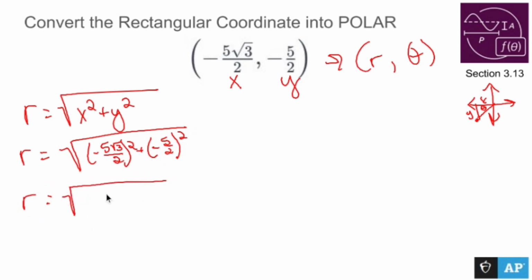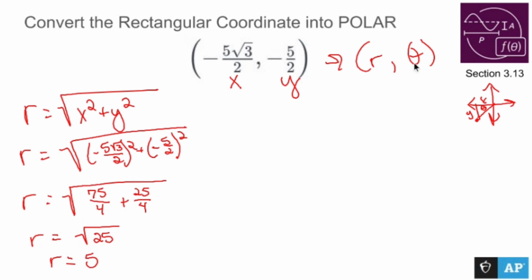So r is going to be the big square root. 5 times 5 is 25. Root 3 times root 3 is 3. So 25 times 3 is 75. 2 times 2 is 4. Negative times a negative is a positive. 5 times 5 is 25. 2 times 2 is 4. 75 plus 25 is 100. 100 over 4 is 25. So r is the square root of 25, which means r is 5. Beautiful number. Beautiful, beautiful, beautiful.